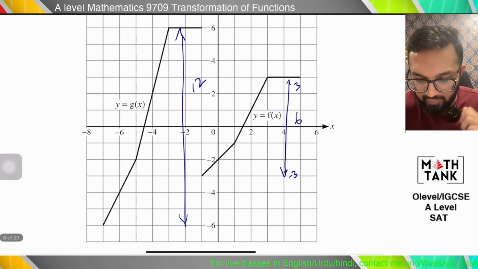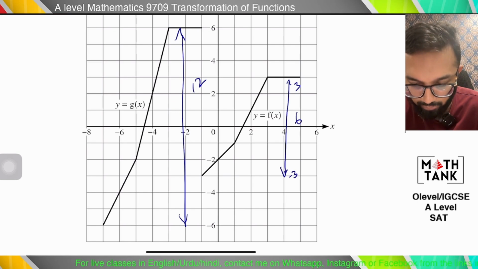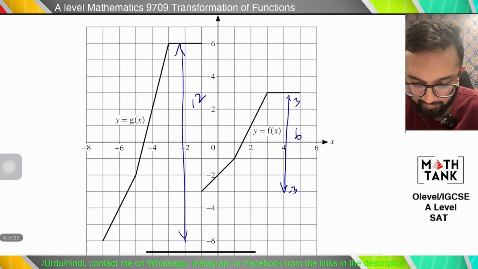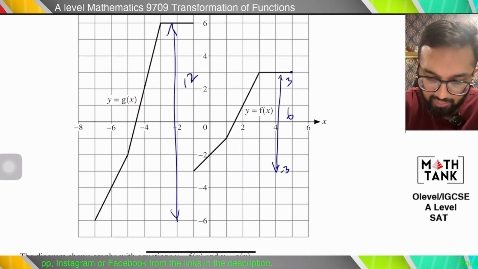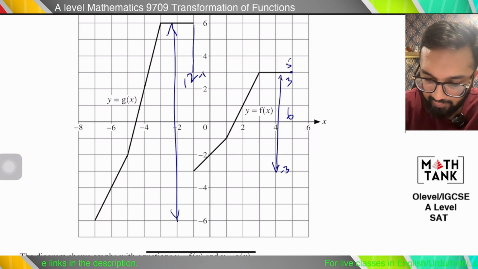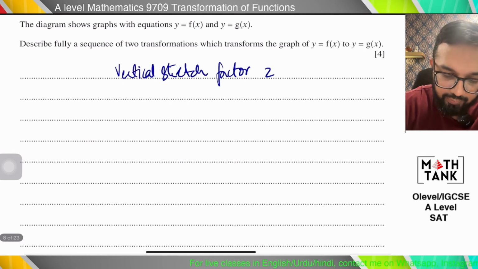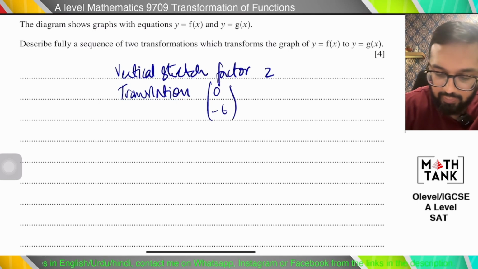Okay, what else do I see? I see that the graph seems to have moved horizontally, and from f of x to g of x it has sort of moved backwards. How many units backwards can I imagine? This is -1 and this is 5, so that's 6 units backwards. Okay, so translation 0 minus 6, minus 6 0.